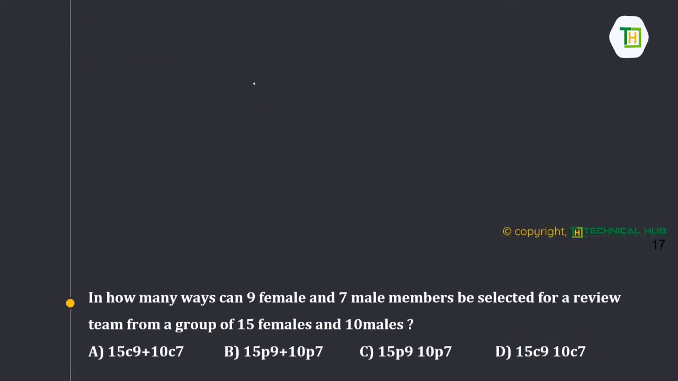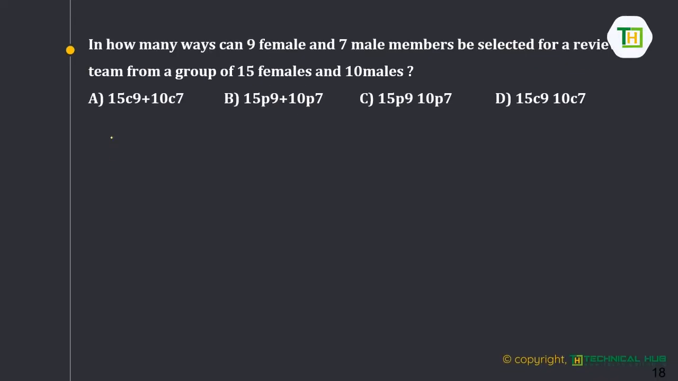And the next one, yes, a permutation and combination question. You know when you have to apply the permutation and when you have to apply the combination. Whenever arrangement is there, you have to apply the permutation, and whenever selection is there, you have to apply the combination. See here, how many ways can 9 female and 7 male members be selected?